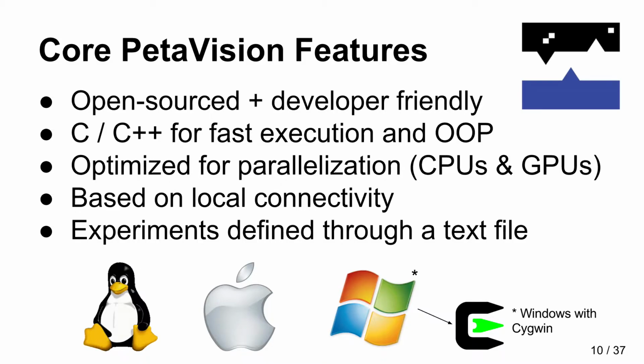A core feature of PetaVision is that the activity, when we talk about these neurons in V1, V2, all these layers, is based on local connectivity, so a neuron only needs to know about the neurons that are connected to it, and vice versa, what it is connected to. From a user experience standpoint, all the experiments are designed through a text file. So it's easy for me to share my text file with you and you can run your own experiment. You can also load weights and other files like that.